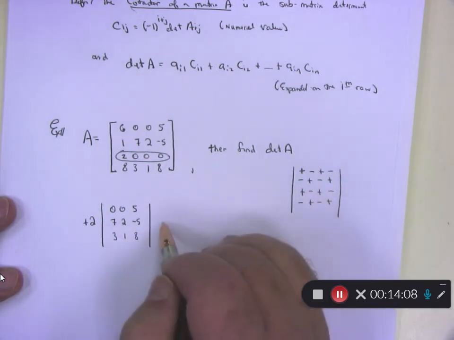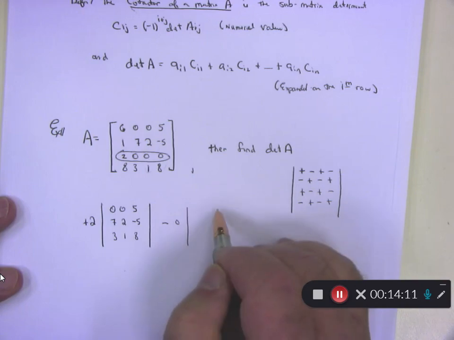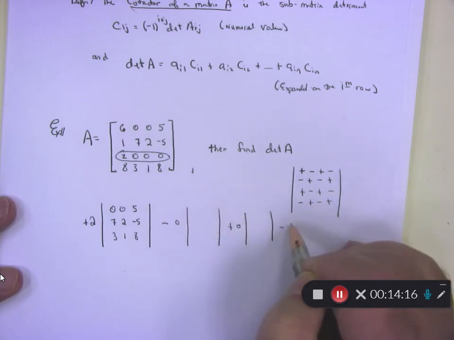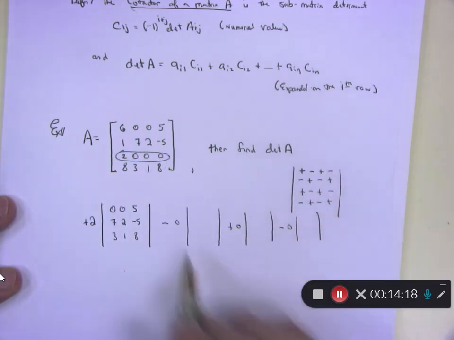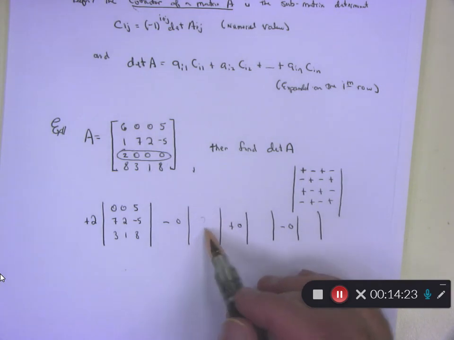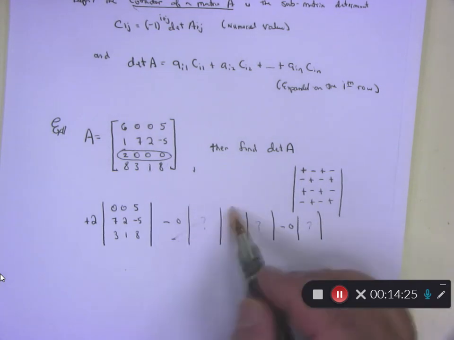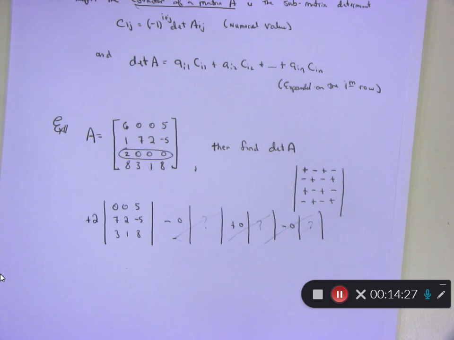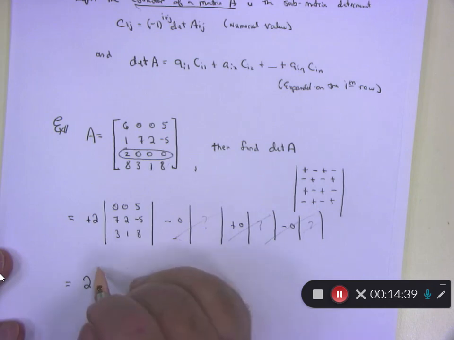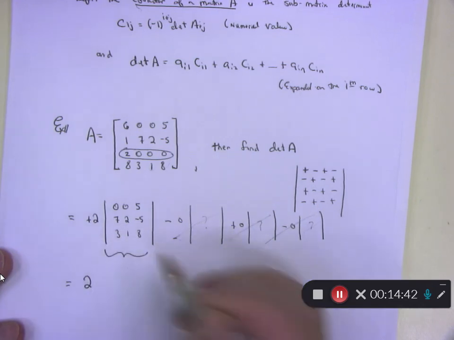And then it's going to be minus 0 times its minor matrix, plus 0 times its minor matrix, minus 0 times its minor matrix. I wrote that out for you, but you really don't care what these are, because times 0 completely eliminates them. We picked this particular row for a reason. Does that make sense? Leave that 2 right there. Let's focus on the determinant of this matrix.